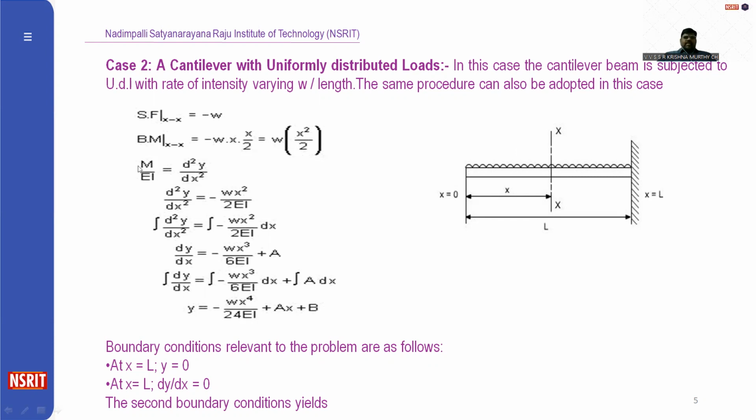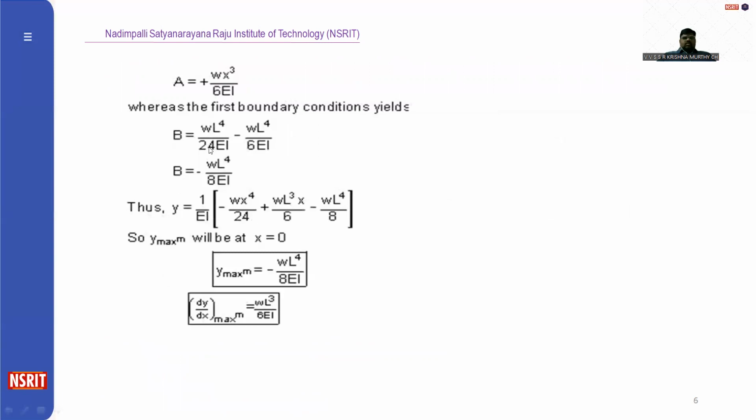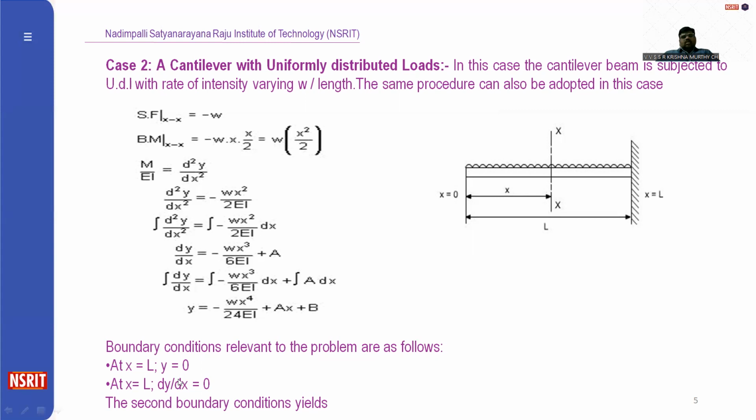So I got M as wx square by 2. On further simplification, I got y is equal to minus wx power 4 by 24 EI plus Ax plus B. So we all know that the conditions at x is equal to L, deflection will be 0. On integrating, at x is equal to L, dy by dx will also be 0. Simplifying it, I can get the equations by substituting the boundary conditions in these equations.